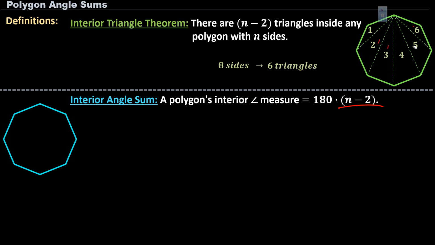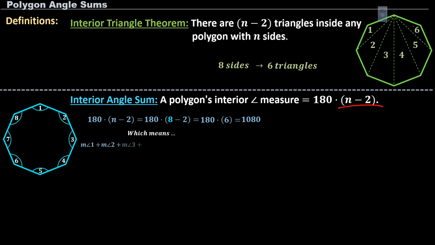So if we look at our blue shape here, this blue shape has 8 angles inside of it. The interior angle sum says that if I take all 8 of those and add them together, it's supposed to equal a number. Well, that number is 180 times n minus 2, 8 minus 2, so 180 times 6. So every single one of those angles, if we add them together, is 1,080 degrees.